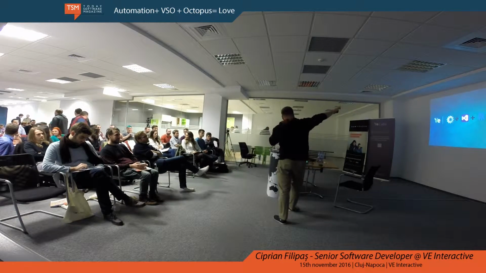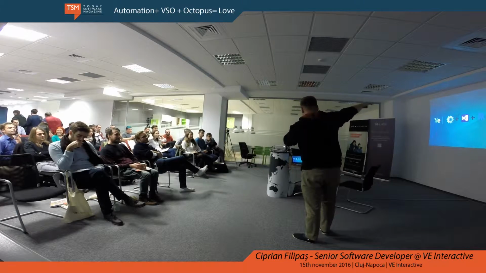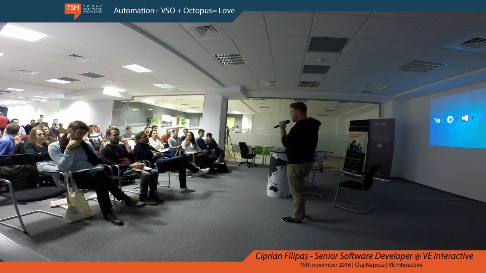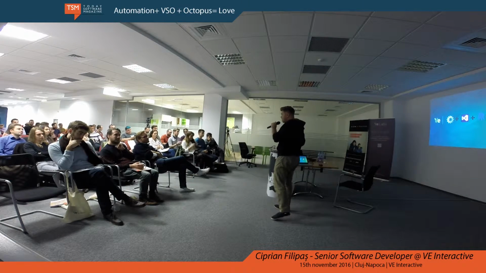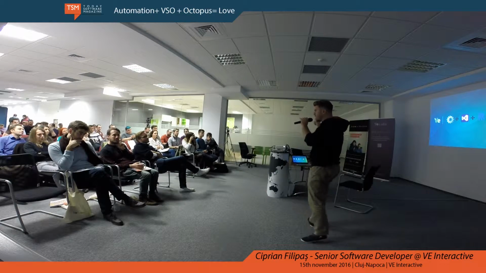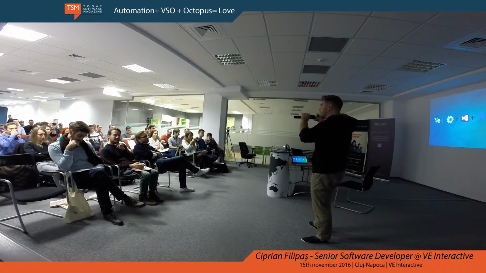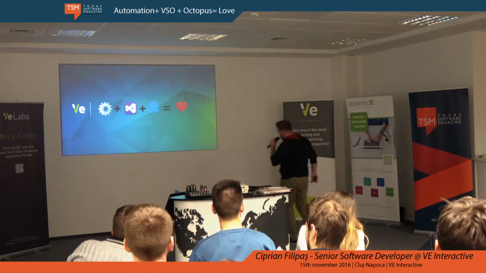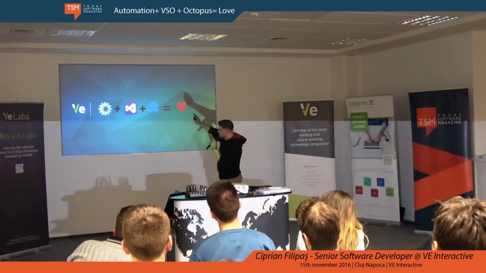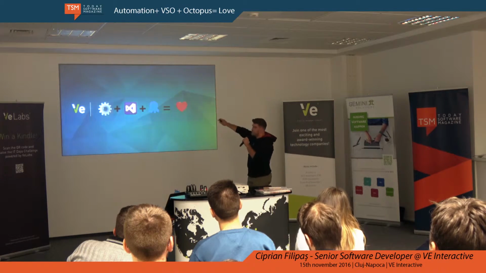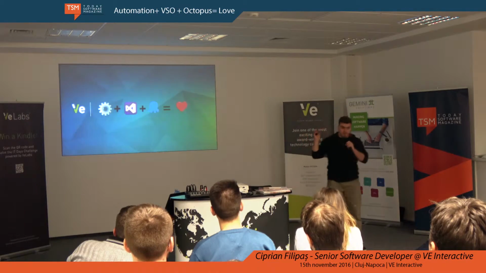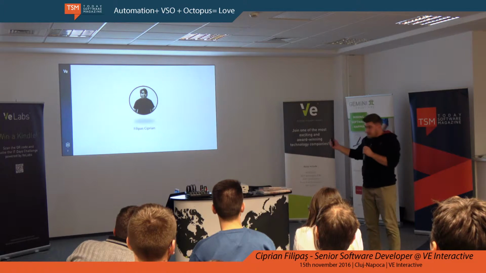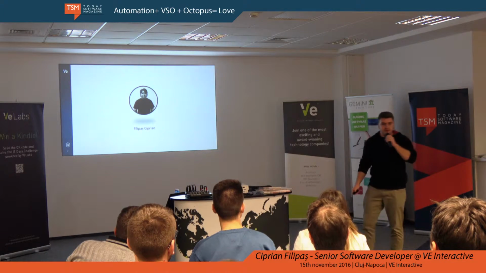Well, basically, you just had a bit of a snapshot, right? Disclaimer: I will refer to Visual Studio Team Services as Visual Studio Online because Microsoft is having this identity crisis right now, so they don't know if they're Visual Studio Online or Visual Studio Team Services, so they're switching names. What I'm trying to say here is that automation plus Visual Studio Team Services plus Octopus equals love, right? This is the theme of the presentation and the article.